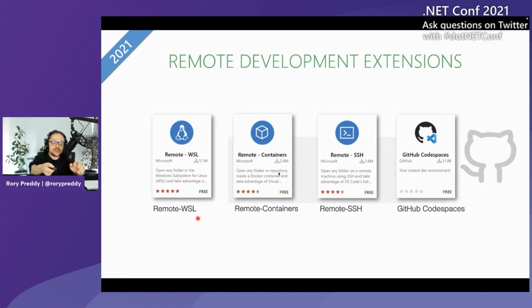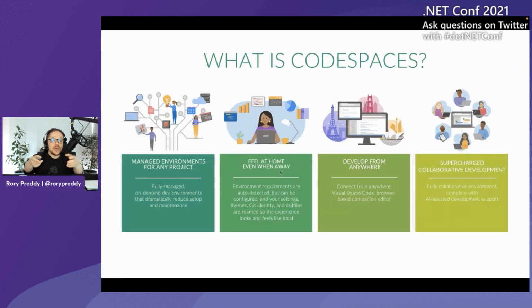You get remote Windows Subsystem for Linux, containers, SSH, and CodeSpaces. So CodeSpaces is part of this family, remote development extensions. And you get the Octocat there. It allows you to take all of the normal extensions you have and run them to give you the full Visual Studio Code experience. So you can have managed environments for any project. You can just spin up or spin down any environment. You can feel at home even when not at home.